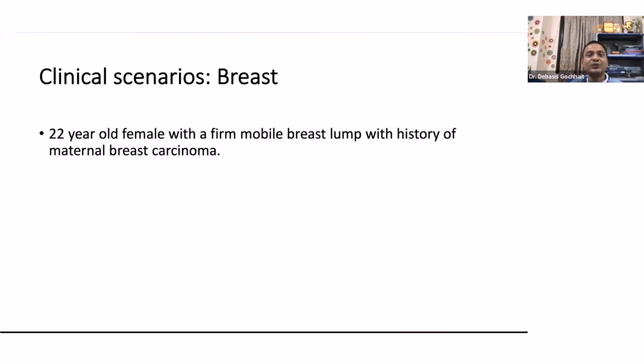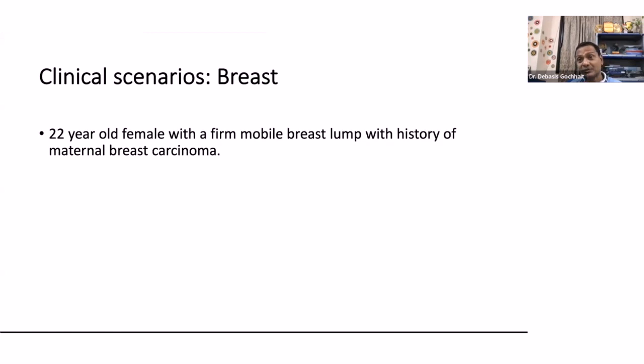Now here comes a 22-year-old female with a firm mobile lump with a family history of breast carcinoma. Now in this young female, she is 22. The lesion is firm and mobile, okay, and she has a history of maternal breast carcinoma. Her mother had a breast carcinoma. So what do you think this is likely to be? Do you think this is likely to be a carcinoma?